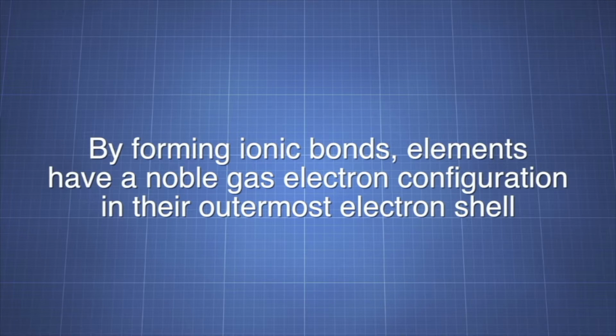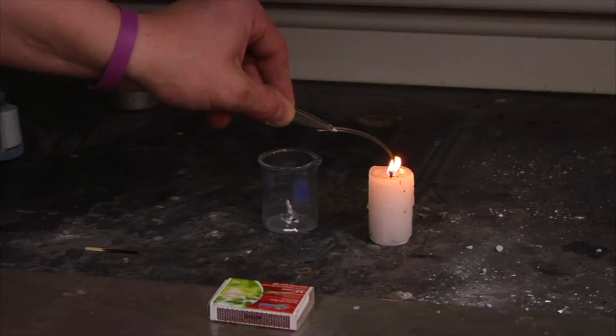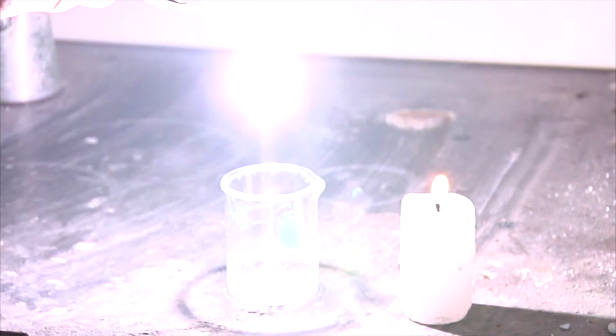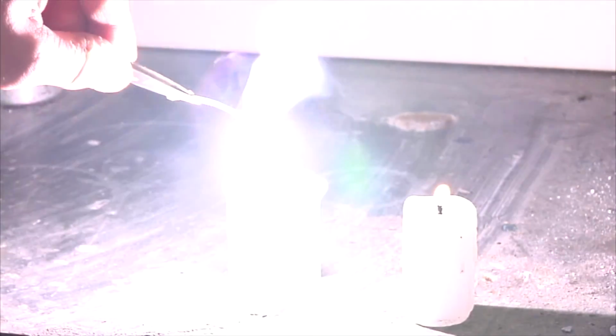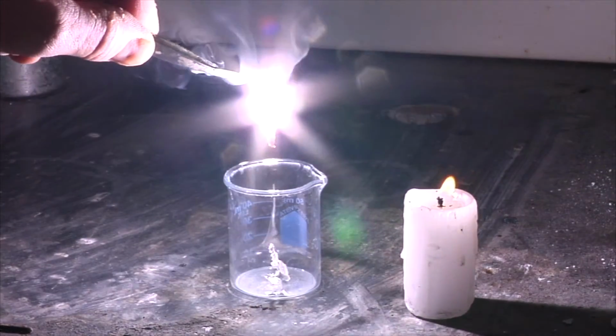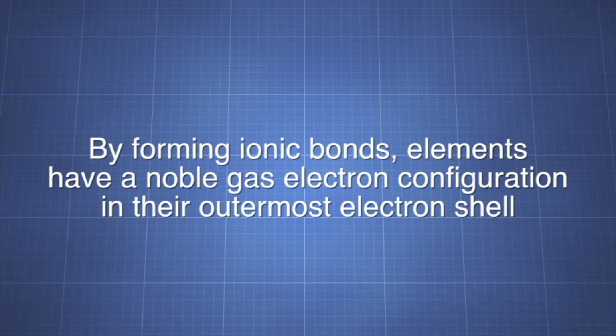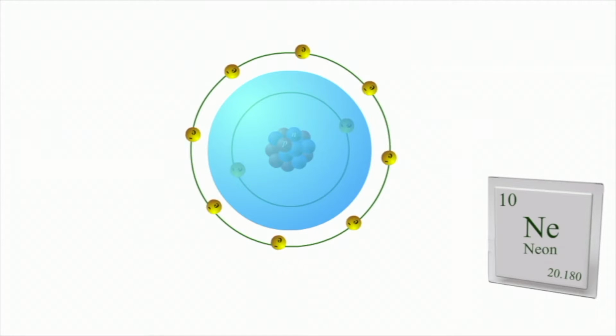Reactive elements usually occur in nature as molecules and often form ionic compounds. By forming ionic bonds, these elements have a noble gas electron configuration in their outermost electron shell. The respective electrons are transferred between atoms to give each atom a noble gas configuration. The noble gas configuration is chemically stable.